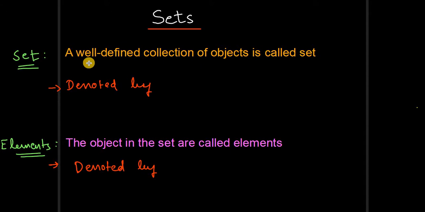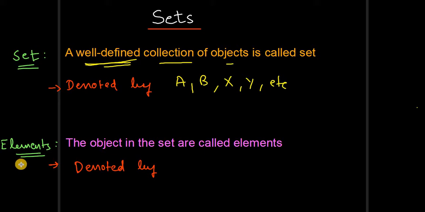Before going into more detail of what a well-defined collection of objects is, and more specifically the meaning of the word well-defined, let's see how we can denote a set. A set can be denoted by any capital letters. You can denote it by capital A or capital B, capital X, capital Y, or any one you can choose.